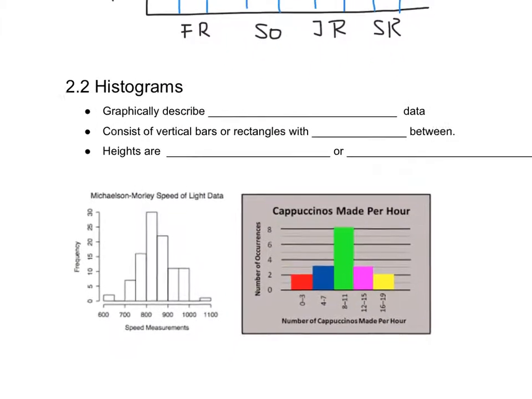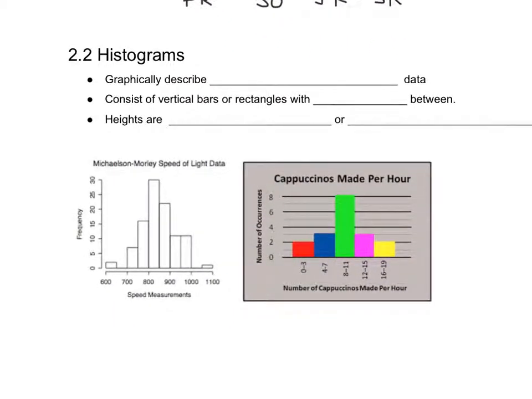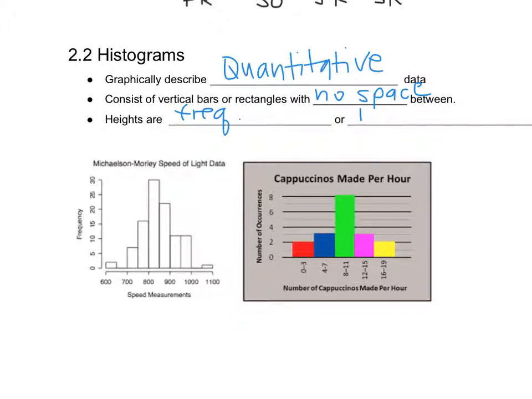Okay, now we're going to look at histograms. This is another graphical descriptive statistic. A histogram describes quantitative data. And it also consists of vertical bars or rectangles, and it has no space in between. I didn't really leave myself enough space to write that. So, no space in between. And again, the heights are either frequency or relative frequency.